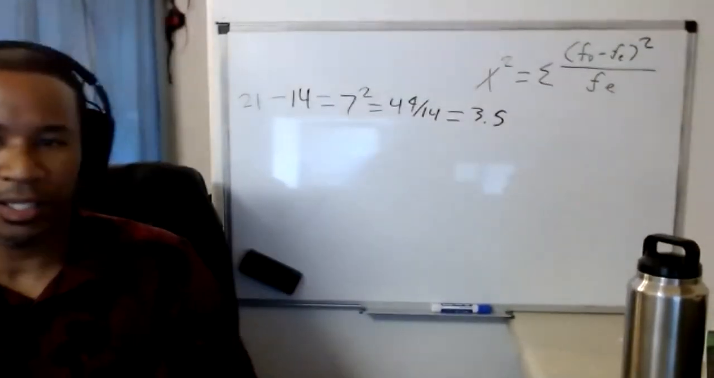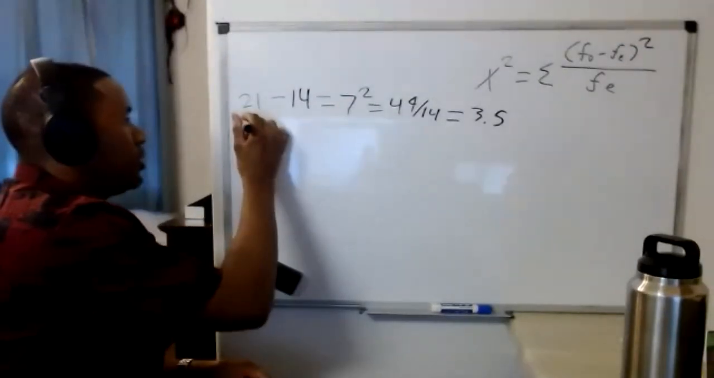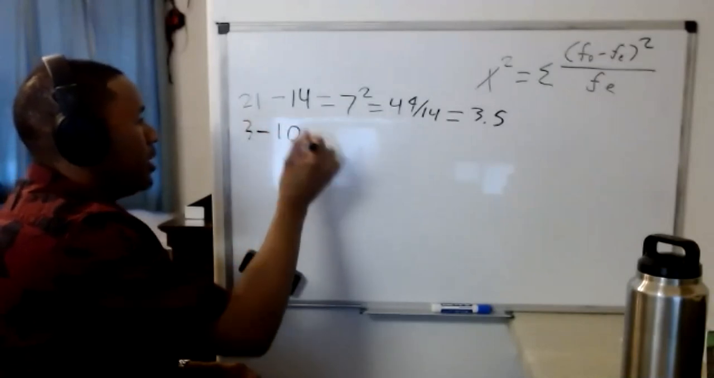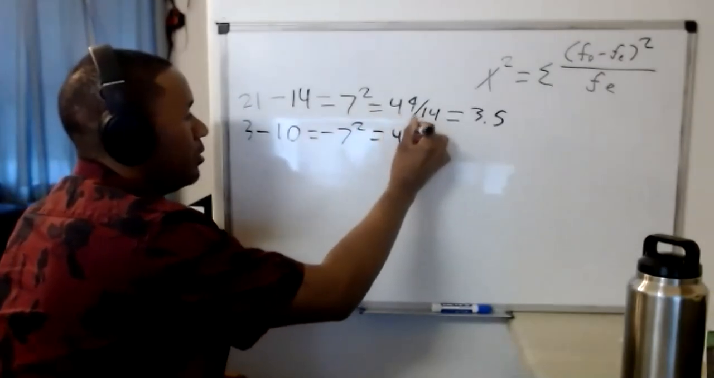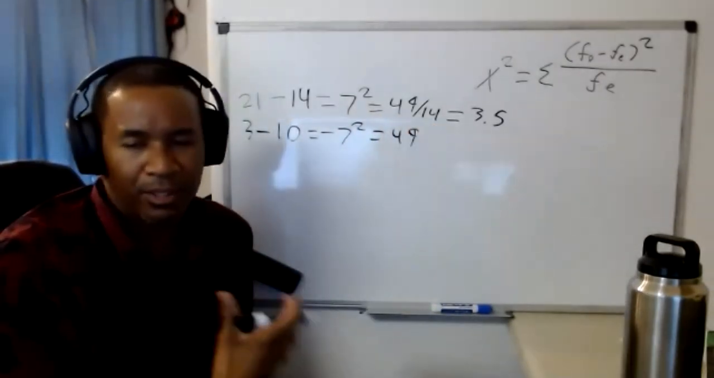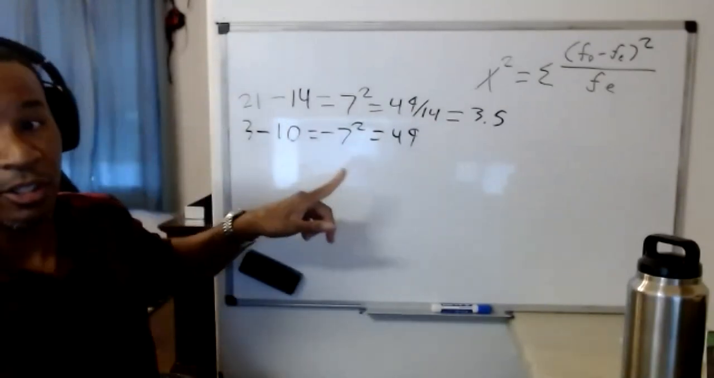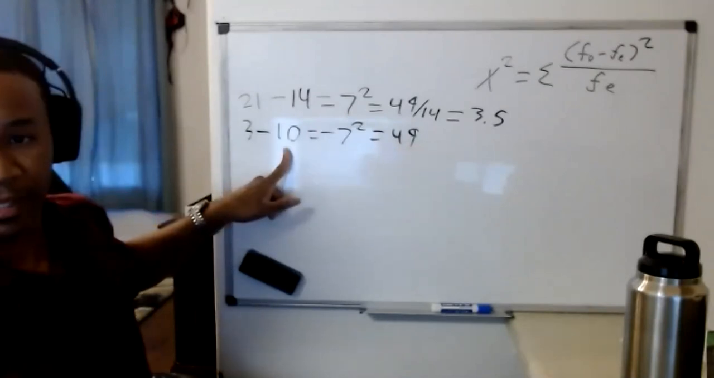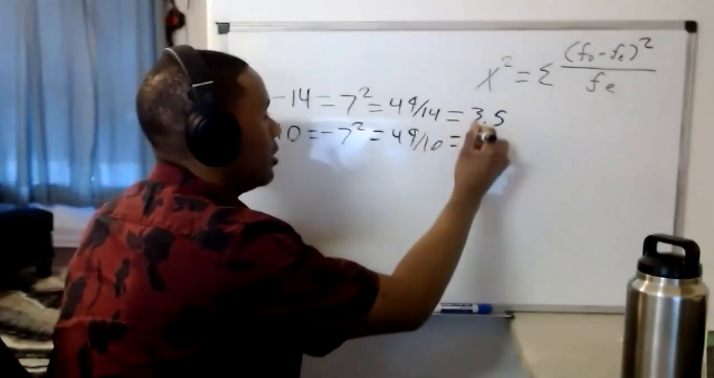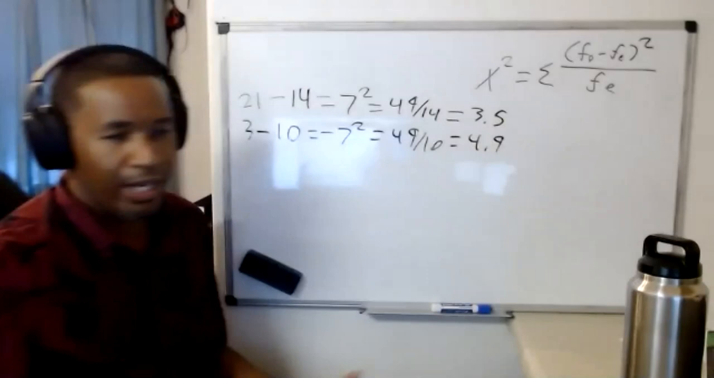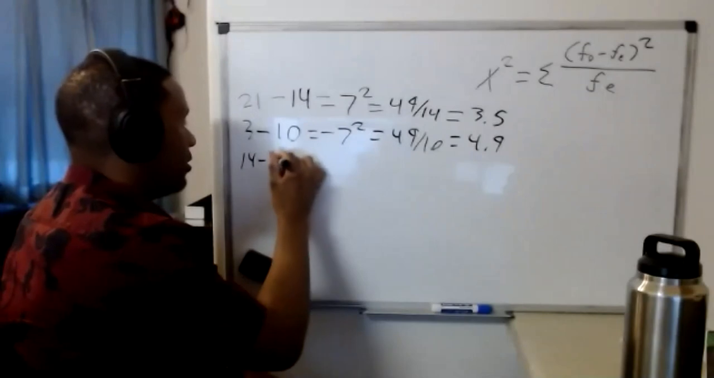What you would do is, this is the first cell, so we already got that. The second cell is males who said yes. The observed was 3. The expected was 10. That gave us -7. We square that up and we get 49. And this is where a lot of people mess up. They keep on dividing by 14, or maybe they divide by the observed instead of the expected. What you need to do is divide by the expected. So we divide 49 by 10 and you would get 4.9.